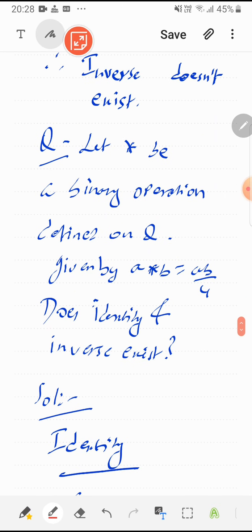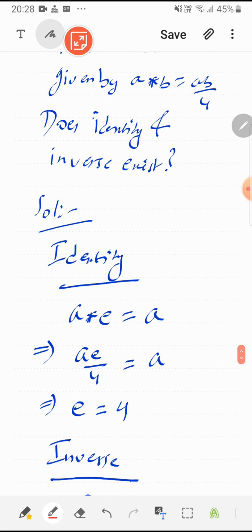Next, let star be a binary operation defined on Q, where Q is the set of rational numbers, given by A star B is equal to AB upon 4. So let us check its identity and inverse. Now A star E is equal to A. Applying the definition of star, that is AE upon 4 is equal to A. From here A can be cancelled out and we are left with E is equal to 4. So 4 is the identity.